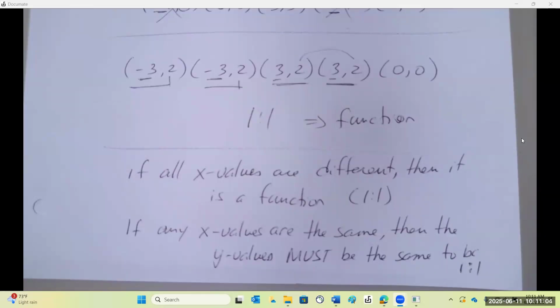So you said the X value and the Y value. No, if I had multiple x values, if you have multiple points that have the same x values, and the y values are different, then it's not one-to-one. If the x's are the same, the y's better be the same.